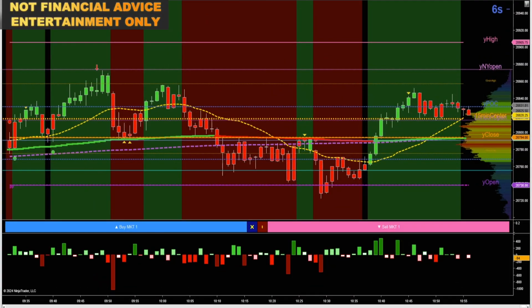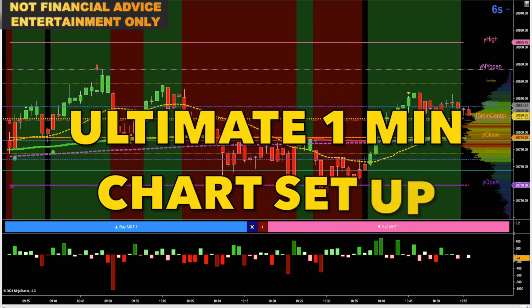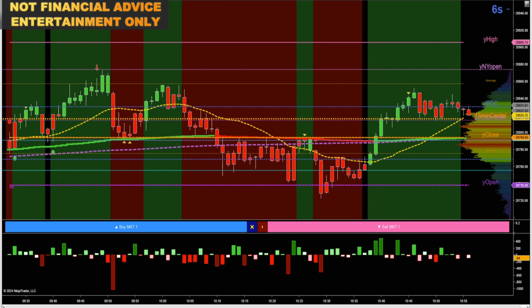I want to give you a little sneak peek of another feature on the new Heiken Ashi indicator, and also want to give you some chart setup ideas. This is the price action from today on Friday, 1 minute NQ chart. I'm going to go over all the trade setups that were available today.